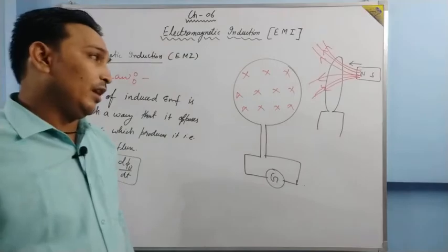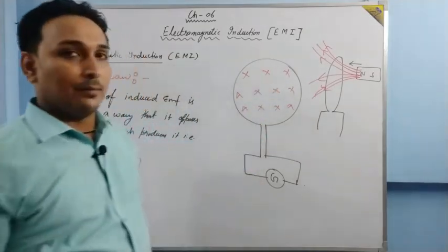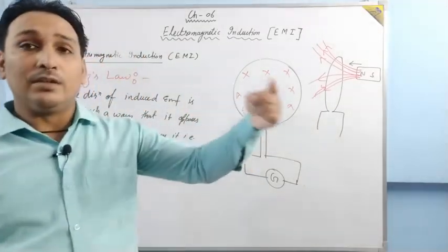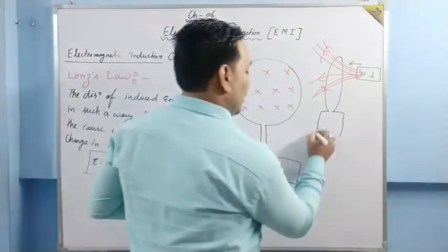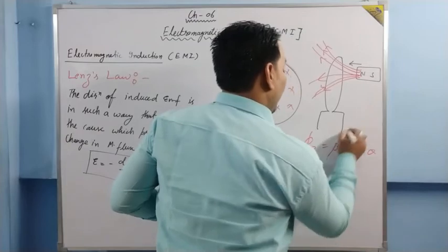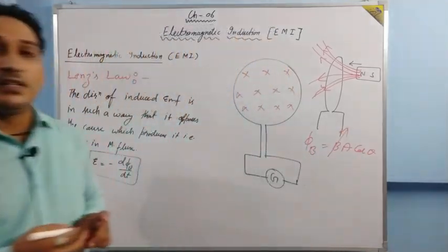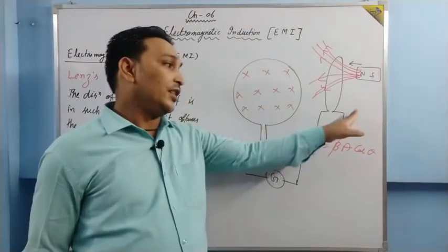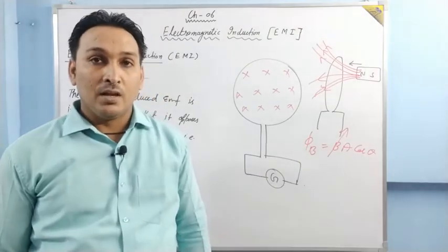But when we bring the magnet near the coil, this magnetic field increases. And phi B is equal to what we have learned? BA cos theta. B is increasing. When B is increasing, obviously phi B is increasing.